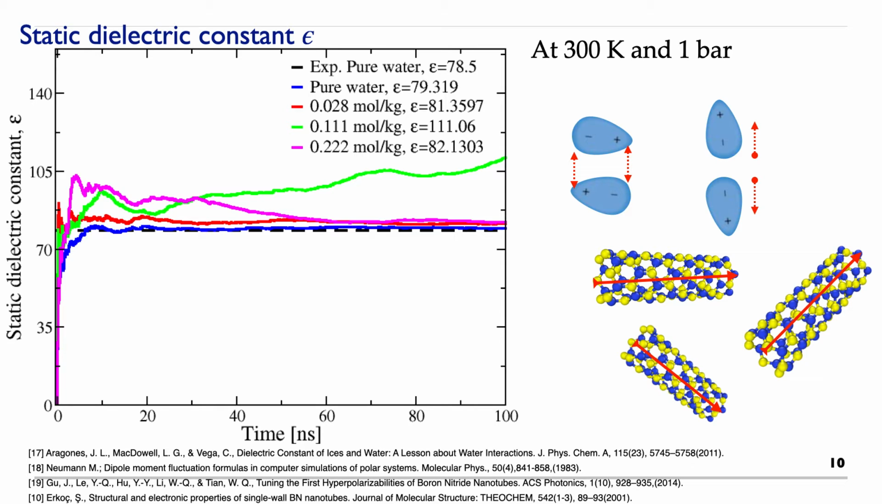As can be seen in the top right figure, if we have different charges, the interaction is attractive, while if the charge is the same, we have repulsive interaction. So the interaction of the nanotubes with the water affects the dipolar arrangement of the molecules. That is why the increase in the dielectric constant is observed.